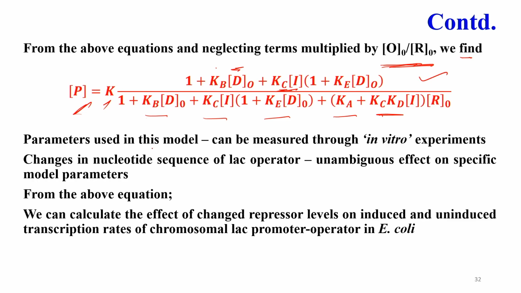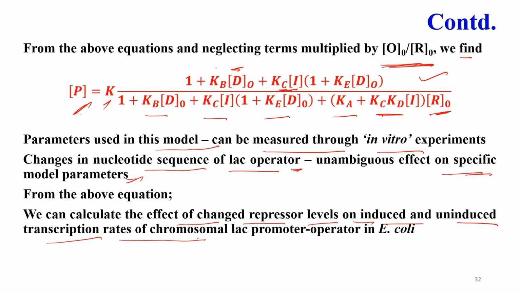Now, it is very interesting that the parameters used in this model can be measured through in vitro experiments. Let us say for a change in the nucleotide sequence of the lac operon, it gives the specific model parameters, and from this we can calculate the effect of a change in the repressor level R naught on induced and uninduced transcription rate.